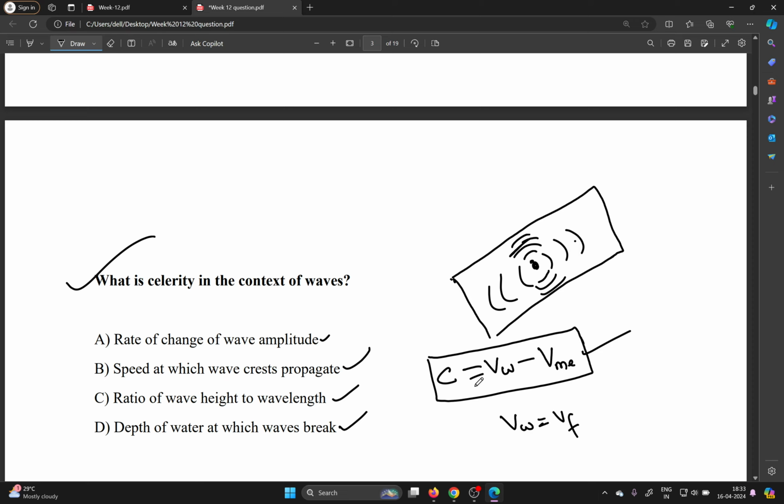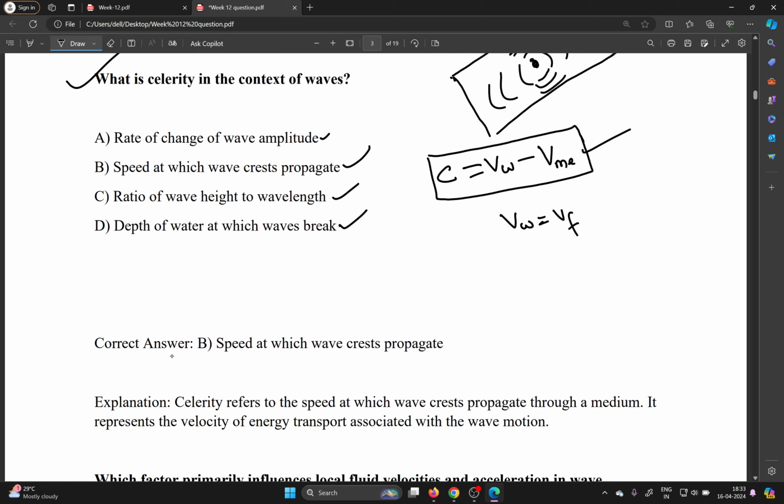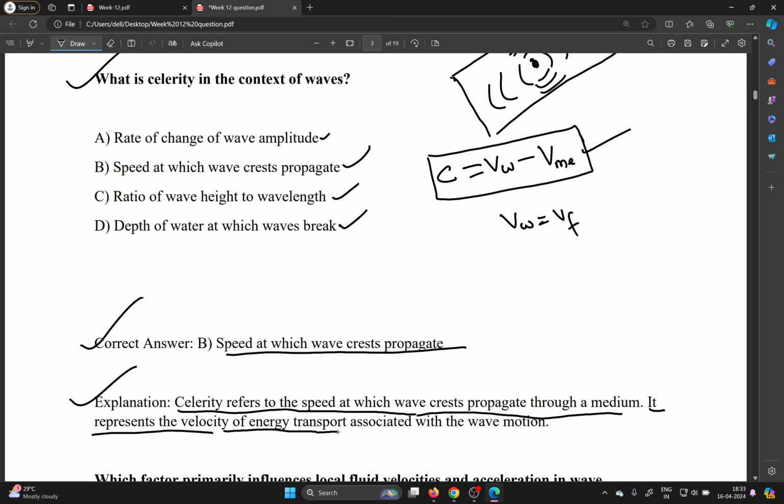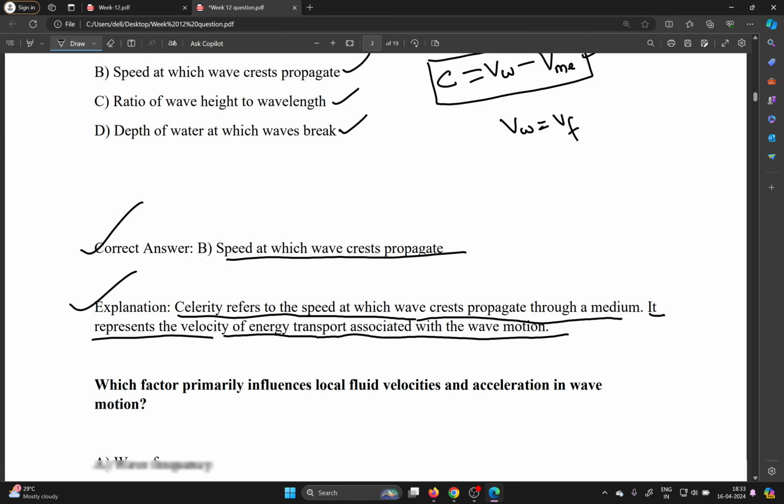Now moving ahead to the next question. So option B is correct for that. Option B is the speed at which wave crest propagates. The explanation: the celerity refers to the speed at which wave crest propagates through a medium. It represents the velocity of energy transport associated with the wave motion. Remember these things, whatever I was discussing is what is written.